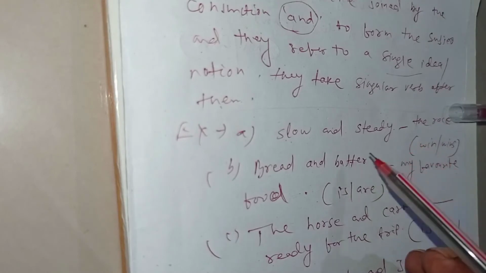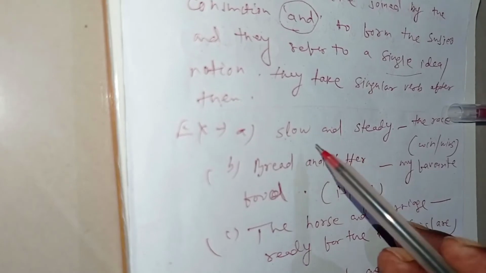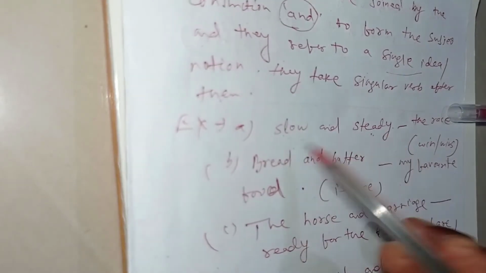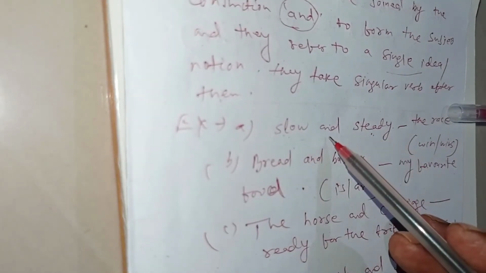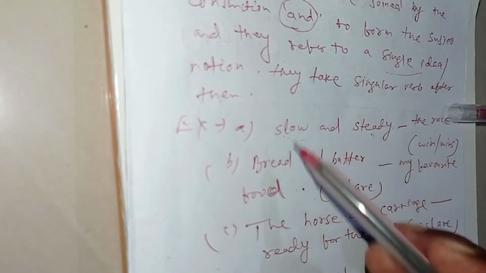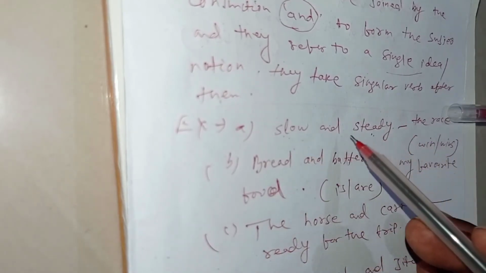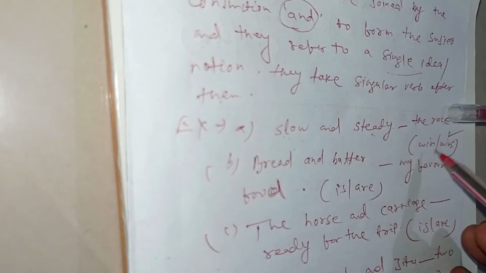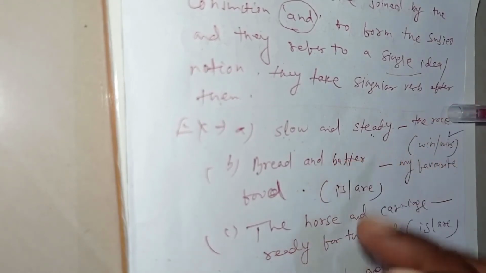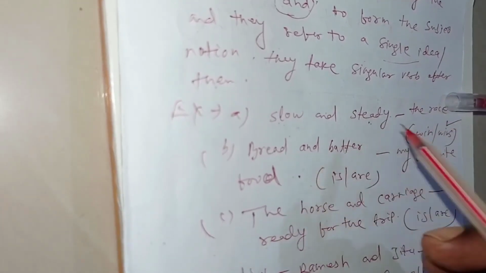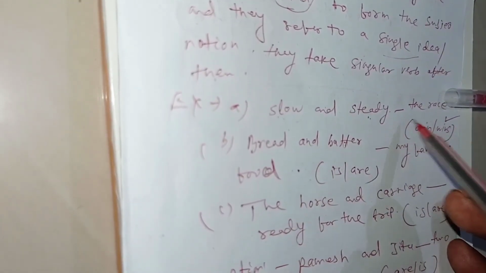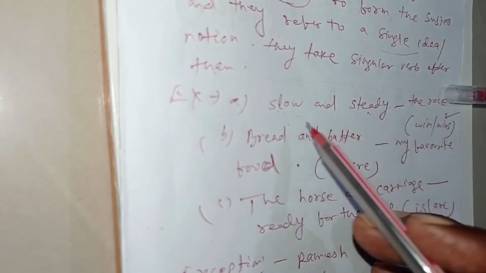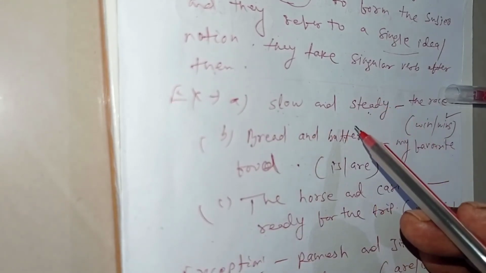You remember this. Example: slow and steady dash the race. You see, slow and steady, these two words are joined by and, yet the idea is singular. That is why in present simple tense it is used like wins. Slow and steady wins the race, not win, because win is used for plural and other forms. But here it takes the present simple form wins, because the subject is treated as third person singular.